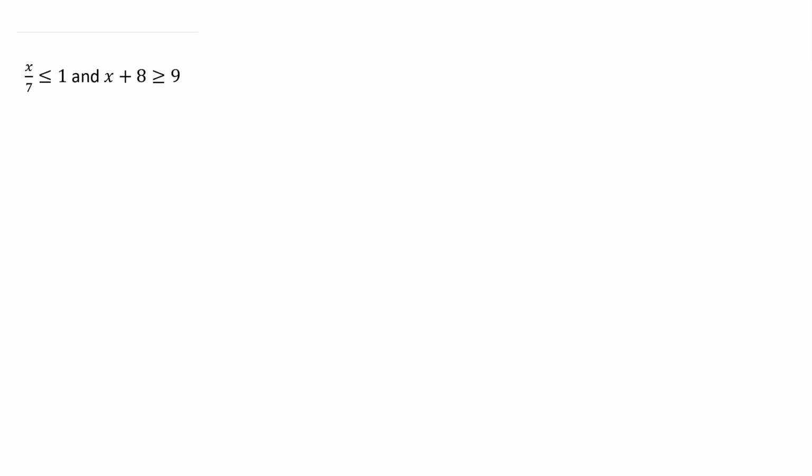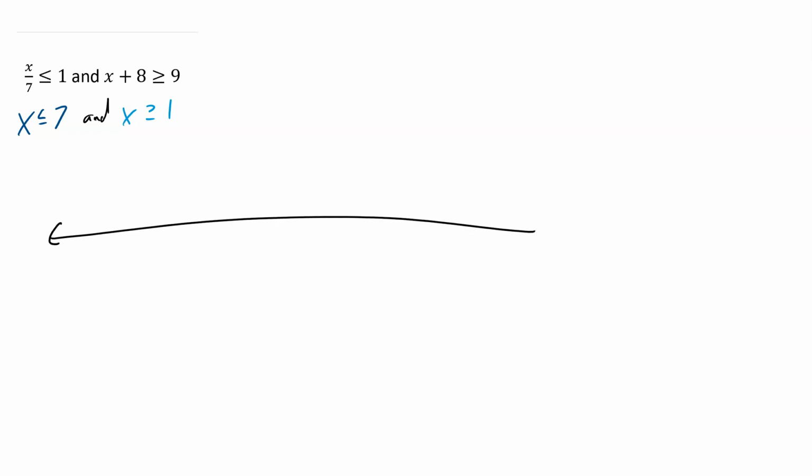Compound inequalities with the word and ask you to find x values that meet both conditions at once. In this case, x values that are less than or equal to 7 and x values that are greater than or equal to 1. We're looking for the x values that have both of these true at once. So one way I could see that is by looking at the overlap between the two.